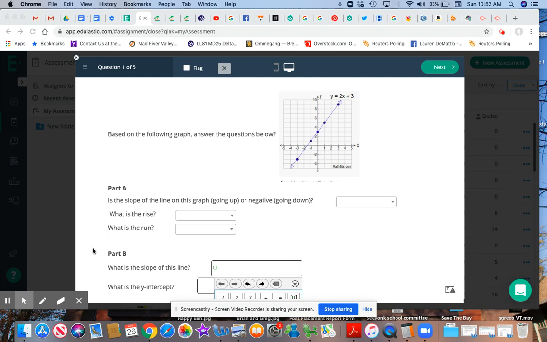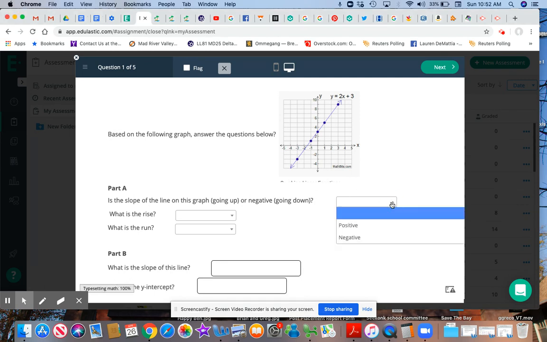Is the slope of this line on the graph positive or negative? So is it going up? Is it going down? When you read it from left to right, it's going up, so it's going to be positive. So you drop down and you press positive. So that is on the line, positive, going up. That's a mistake on mine, but you have the video, so you should be watching it.